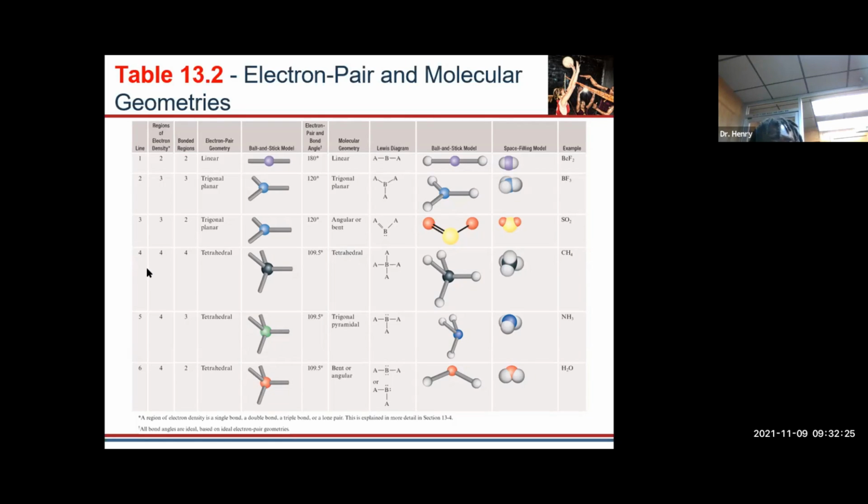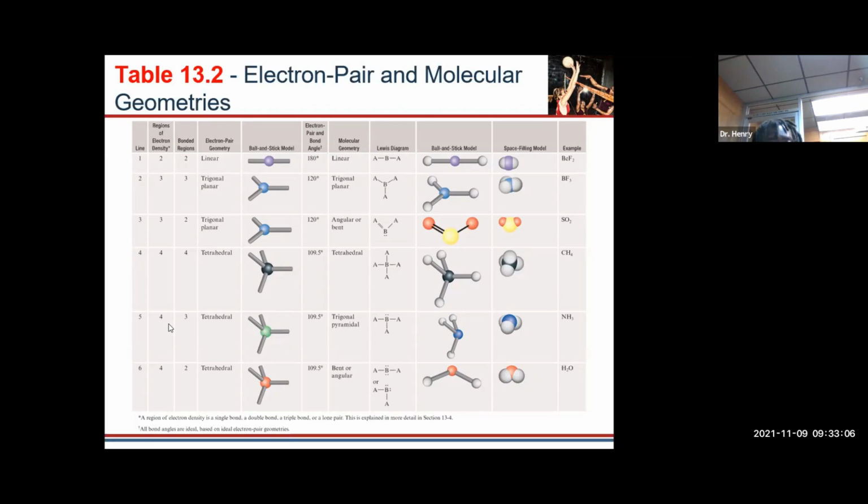Okay, so if we have 4 lone pairs attached to a center atom, we call that tetrahedral. So the electron pair geometry is going to be tetrahedral. So each of the angles is going to be 109.5. So if we have 4 atoms attached to a center atom, its molecular geometry is going to be tetrahedral. Its electron pair geometry is going to be tetrahedral, and its molecular geometry is going to be tetrahedral. Okay, so an example of that is methane, where carbon is the center atom, and it has 4 hydrogens attached to it.